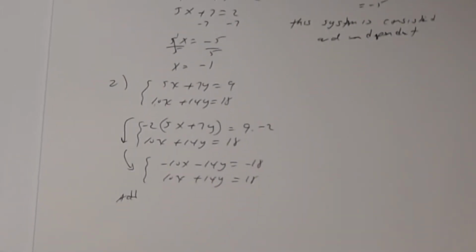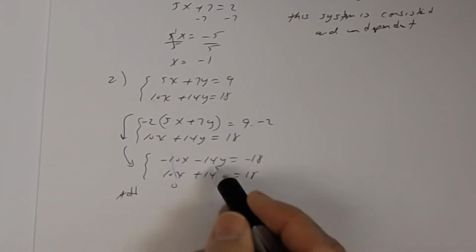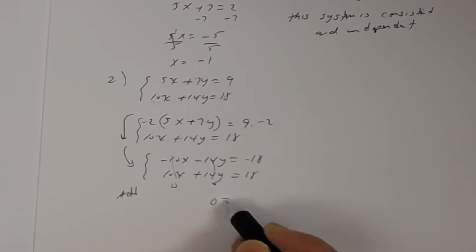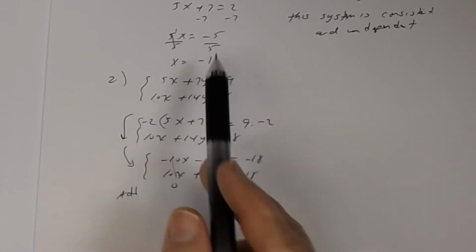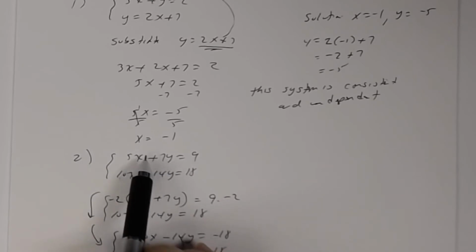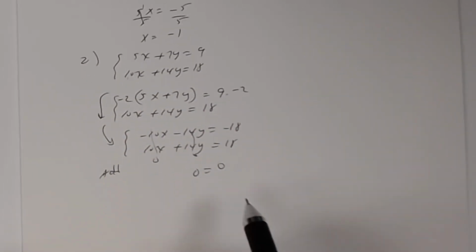When I add, notice that all these variables disappear. So I get 0 equal to negative 18 plus 18, which is 0. That's a true statement. So notice the variables disappeared, right? There are no variables left like there was here. When you did this, you had a variable. Here you don't.